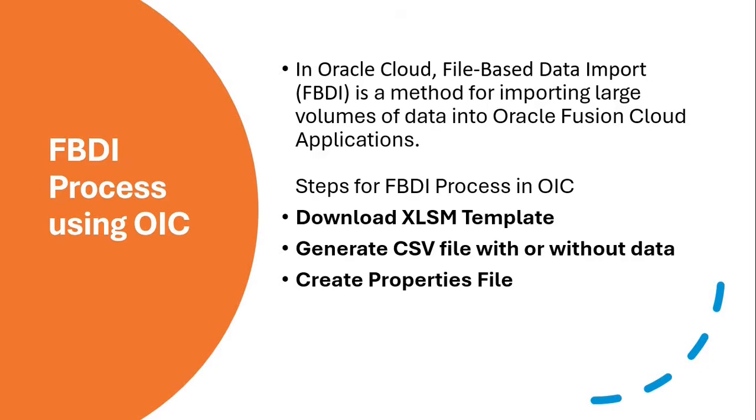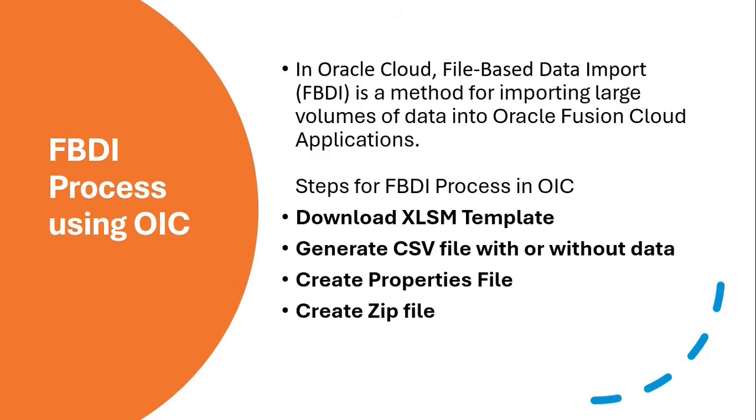Then we have to create the properties file. But what is the use of the properties file? If we use the CSV file only, then the data will be imported to the interface only. It will not create any supplier. So after the data is loaded to the interface, we have to trigger one ESS job that will create the supplier in Oracle ERP. To trigger that ESS job, we have to create one properties file, and in that properties file all the information regarding that ESS job will be there. So that is why we require this properties file.